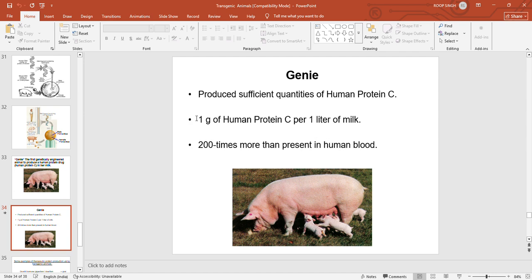This yield is quite significant, because this much yield is not possible from animal cell culture or E. coli and all that. Just 1 liter of milk is making 1 gram of human protein C. So this is 200 times more than is present in human blood. So this is a very good example of making a large amount of recombinant protein which has therapeutic value also. So the yield is very good from Genie.